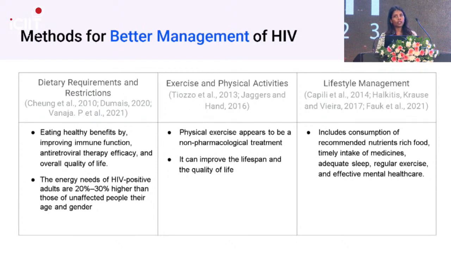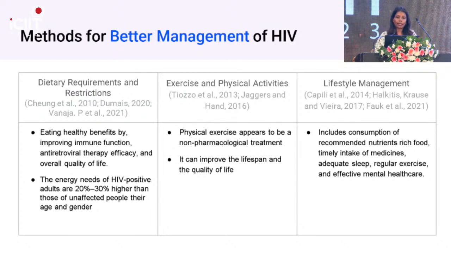And also, the energy need of an HIV patient is generally 20 to 30% more compared to a normal human being of the same age and gender. And also, when we talk about dietary restrictions, they are advised not to consume much alcohol, and they are also advised not to consume raw meat, raw eggs, and also much fatty food as well as sugary food. And as for recommendations, they are expected to consume more micronutrients and a nutrient-rich diet.